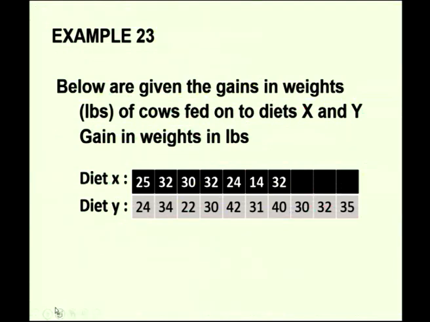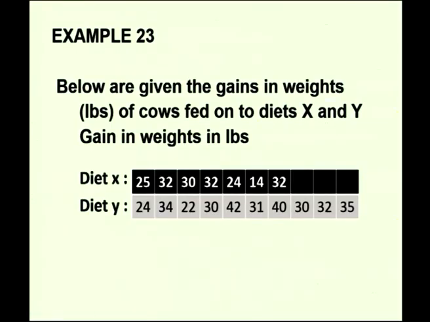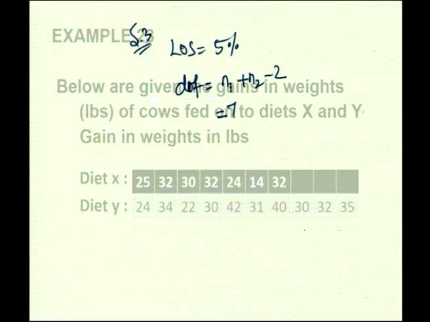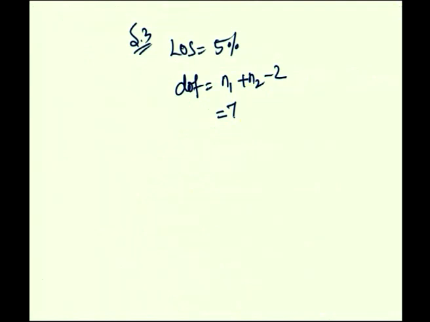Moreover, it is very important that n1 need not be equal to n2, because only 7 cows are taken for feeding with diet X, whereas 10 cows are taken into account for feeding with diet Y. It is not necessary that n1 should be equal to n2. Therefore, n1 is 7 and n2 is 10. So, n1 plus n2 minus 2 gives you 7 plus 10 minus 2, which is equal to 15 degrees of freedom.